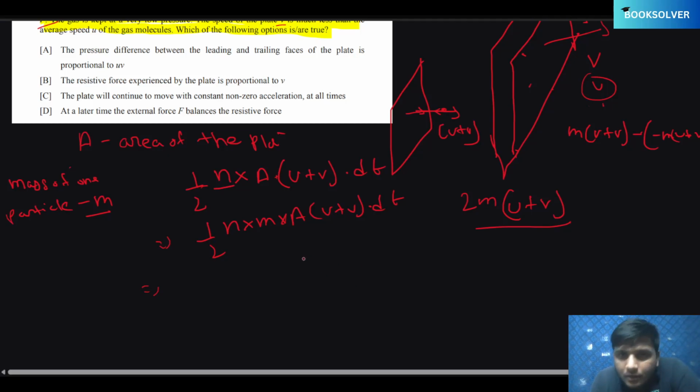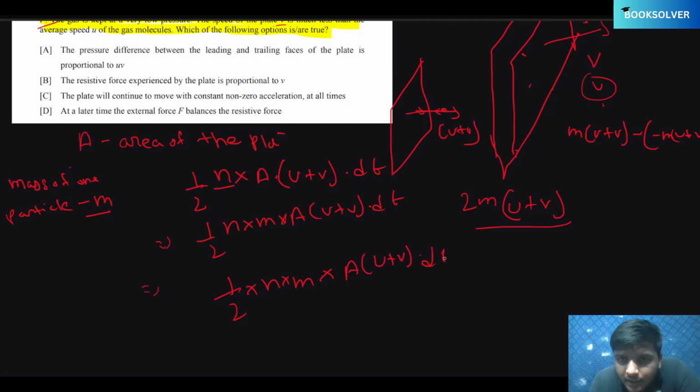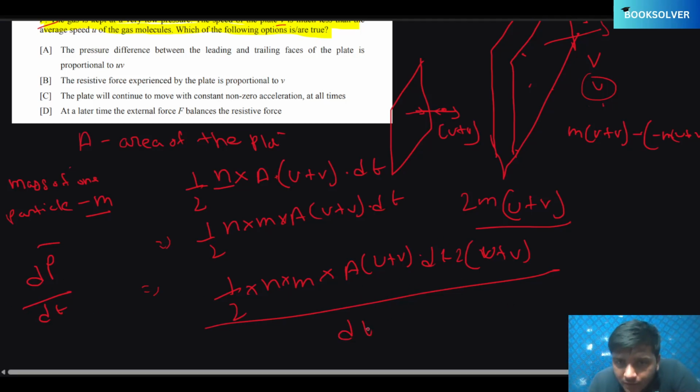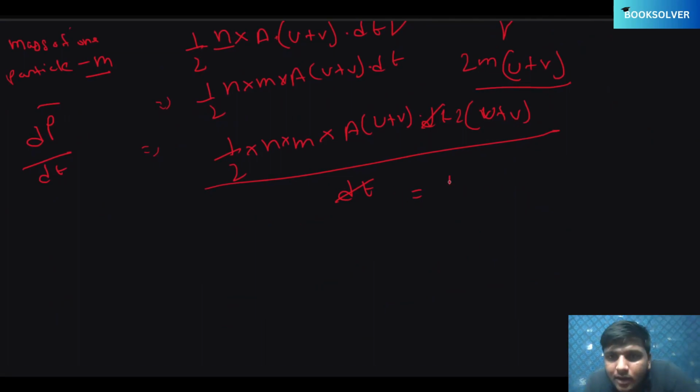Now if we multiply it by half into n into m into a, into u plus v dot dt, into what is the change in momentum? It is 2 times u plus v. And we know that dp by dt, that is change in momentum per unit time, is given as the force here. So if we divide it by dt, we will get this is equal to the force. Let me write it clearly. It is nothing but half into n into m into a into (u plus v) square.